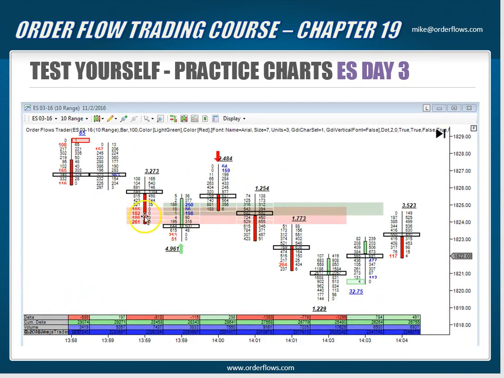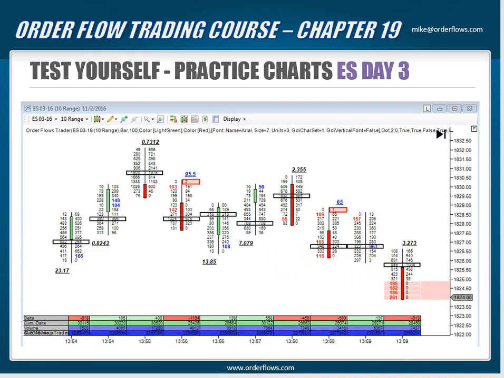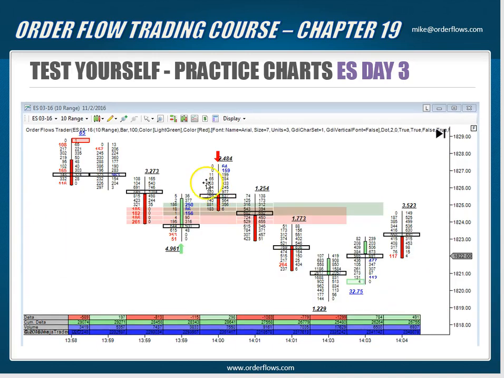Okay, then you get this selling imbalance. This was the selling imbalance here. And then it's immediately followed with the buying imbalance. This is where things get tricky, once you start running into opposing signals, literally. So I don't know if I would have gotten short here.